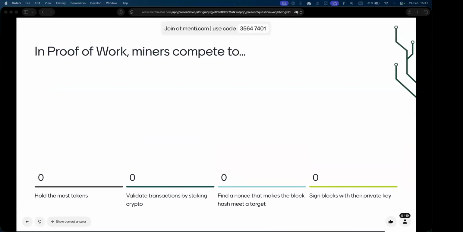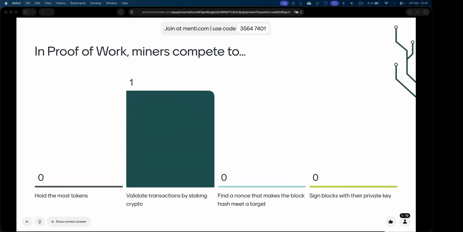proof of work, a controversial property of some of the blockchains, including Bitcoin.